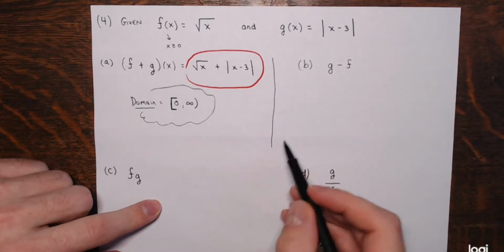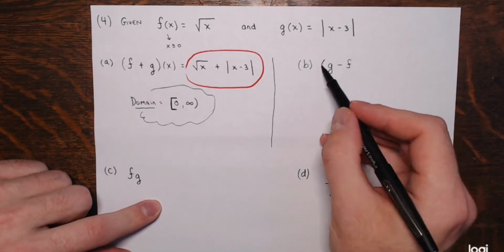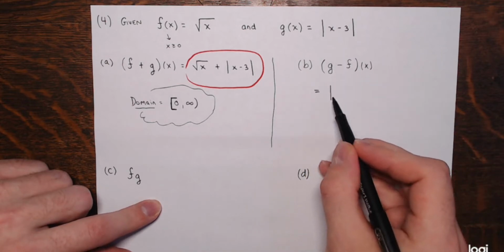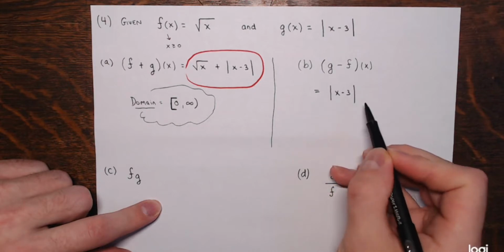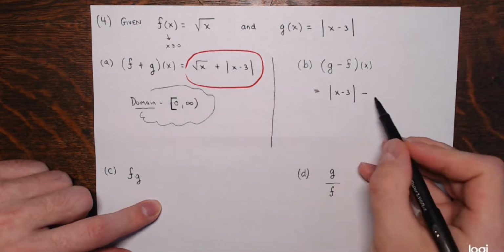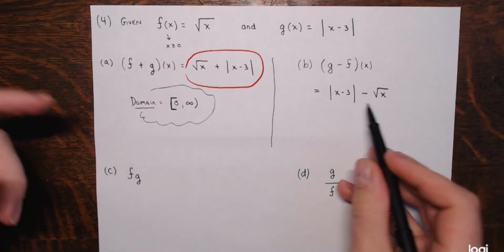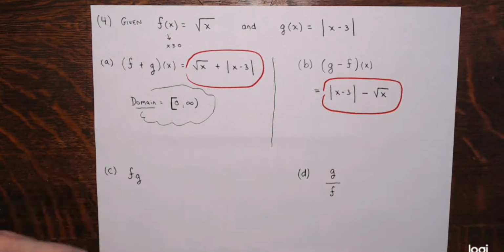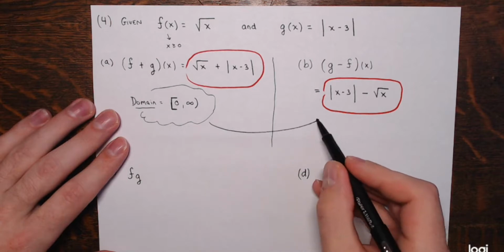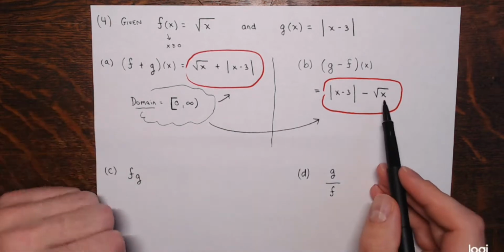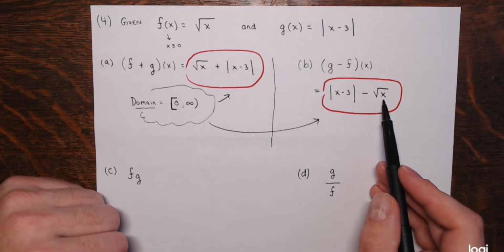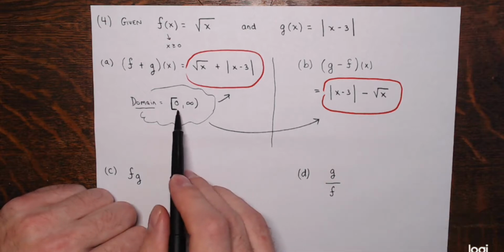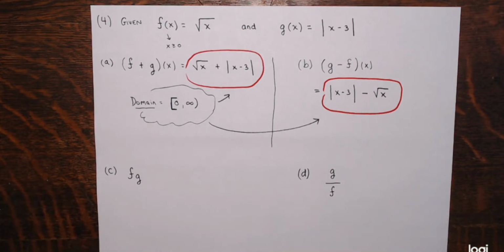And g minus f. Again, pay attention to the order. That's g first, so the absolute value of x minus 3, and then minus f, which is simply the square root of x. And that's it, right? There's nothing to combine. Very simple stuff. And the same domain. Again, you've got this square root of x here. Can't take square roots of negatives and get real number outputs, so x has to be 0 or greater. So same domain in part B as in part A. Wonderful.